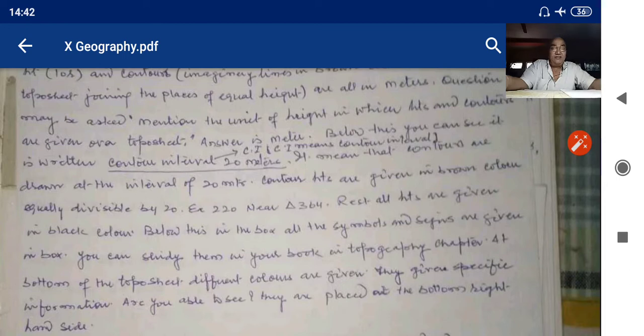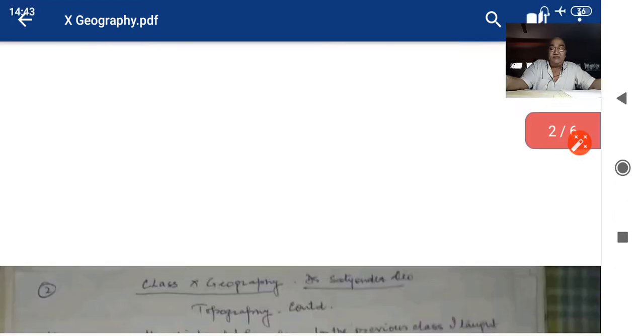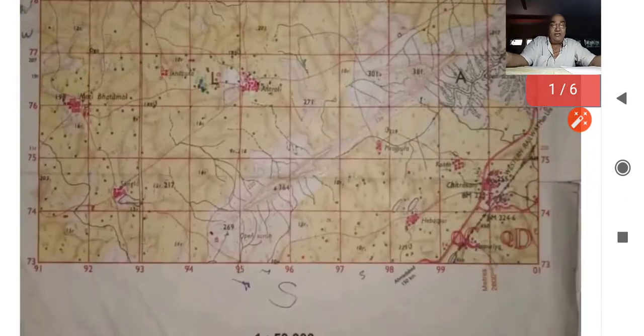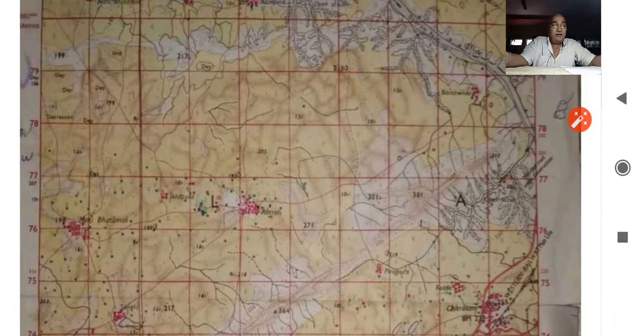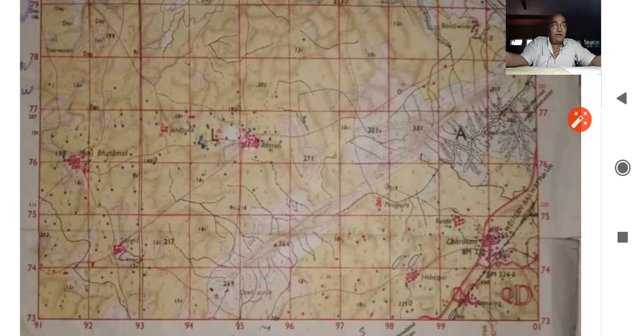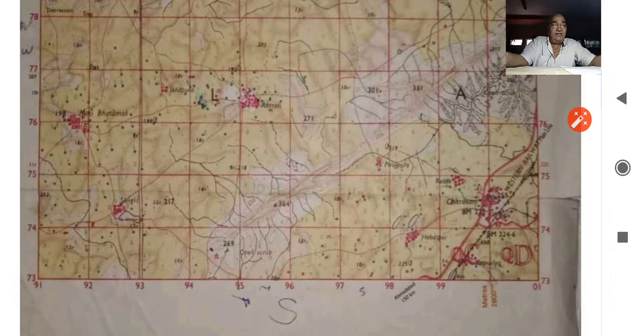It means that contours are drawn at the interval of 20 meter. Brown color lines are called contours. In the south, you can see the brown color lines where it is written 220. This height is equally divisible by 20. Example is 220 near 364. Rest all the heights are given in black color.